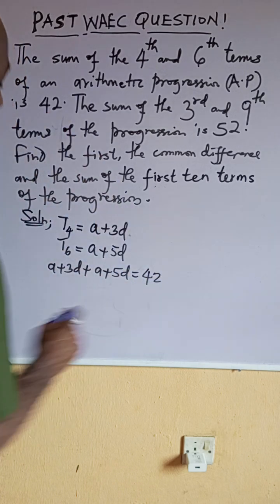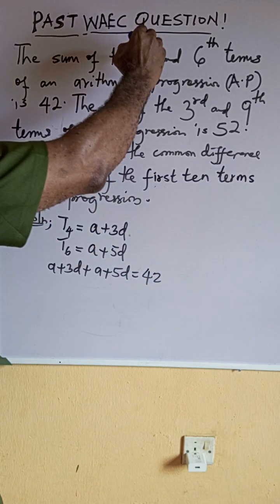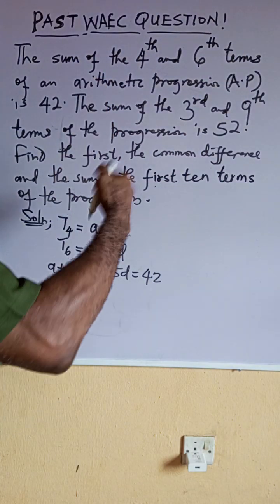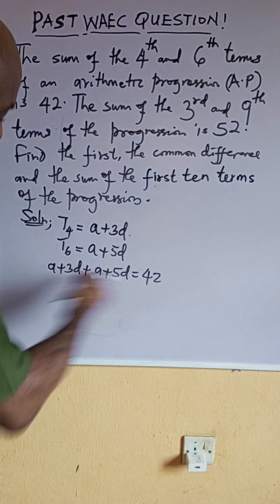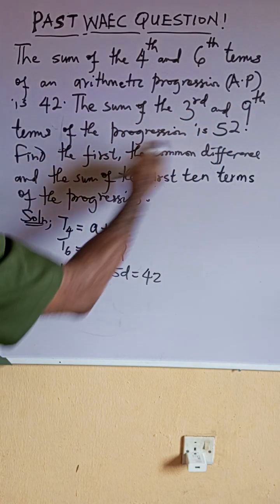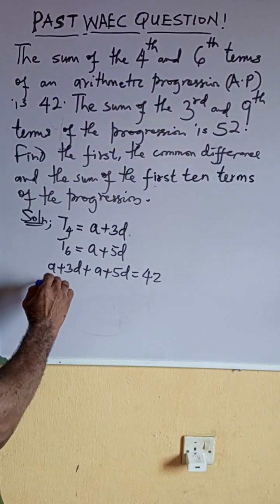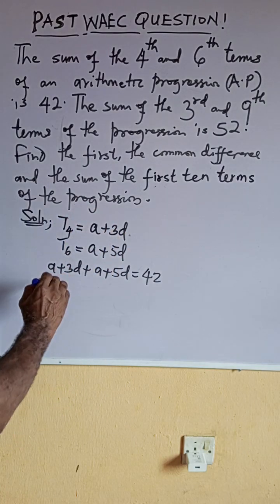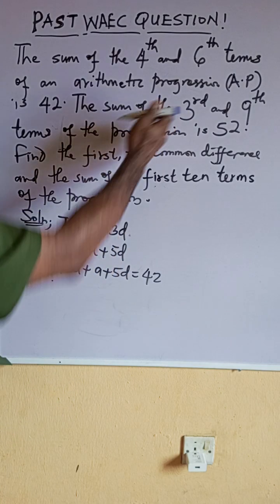Because we are told that the fourth and the sixth terms give us this, in the same vein, the third and the ninth terms will give us 52. So from what I have just explained, it's easy for you to know how to represent the third term.